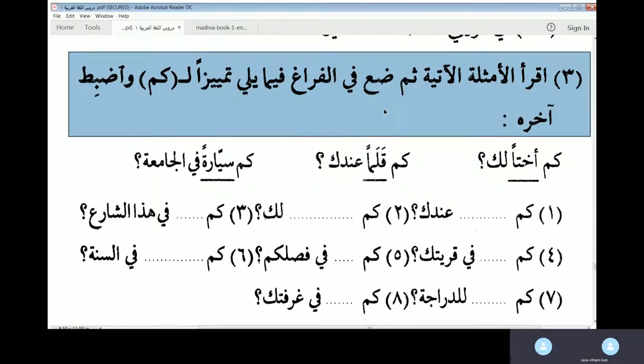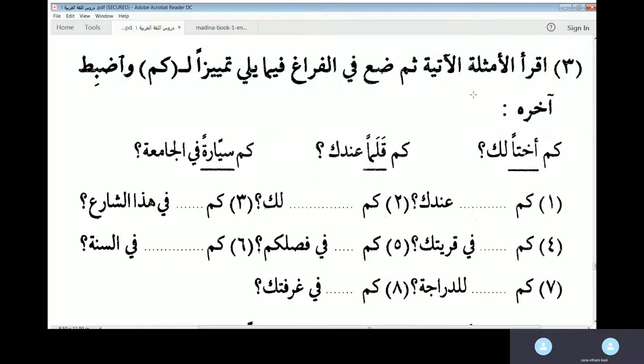Okay, so read the following. Kam ukhtan laka? How many sisters do you have? Why are we using alif and the fatha with ukht? We learned this in the grammar probably yesterday or two days ago. Because of kam, right? Kam is followed by the accusative case. Yes, because of kam, the next word is in accusative case, mansoob. That's why it has fatha.